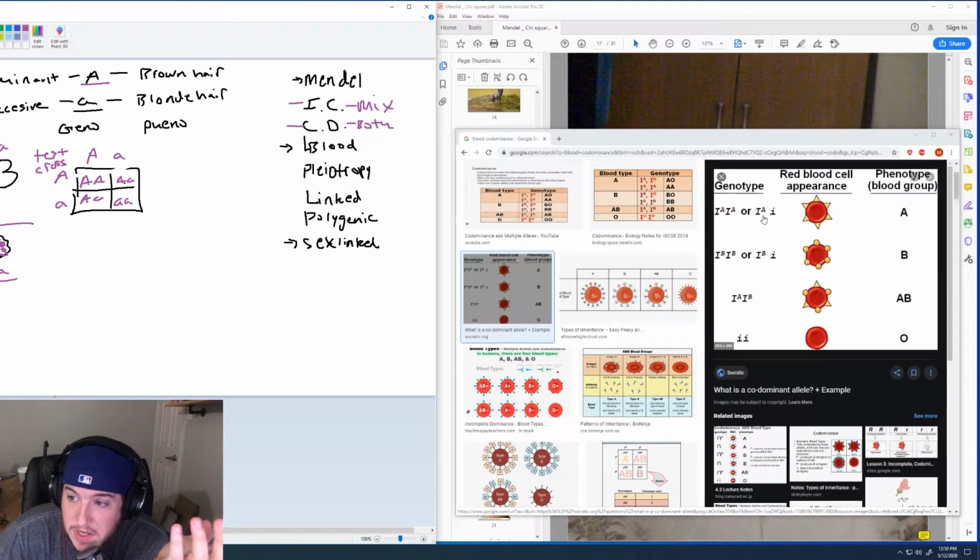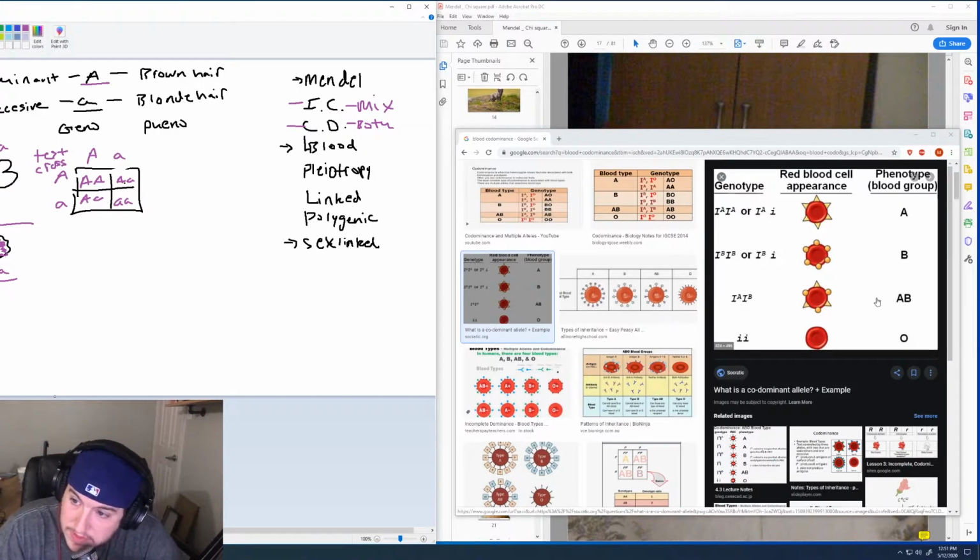So you could be AO or AA, both of which would result in A blood type because the A is dominant. The same thing with B. B is dominant over the recessive O, so you could have two Bs or one B, but either one of those is going to result in B blood. Now, if you have both dominant traits, the capital A and the capital B, then you are going to have AB blood. And if you have both recessive traits, that's going to give you O blood.